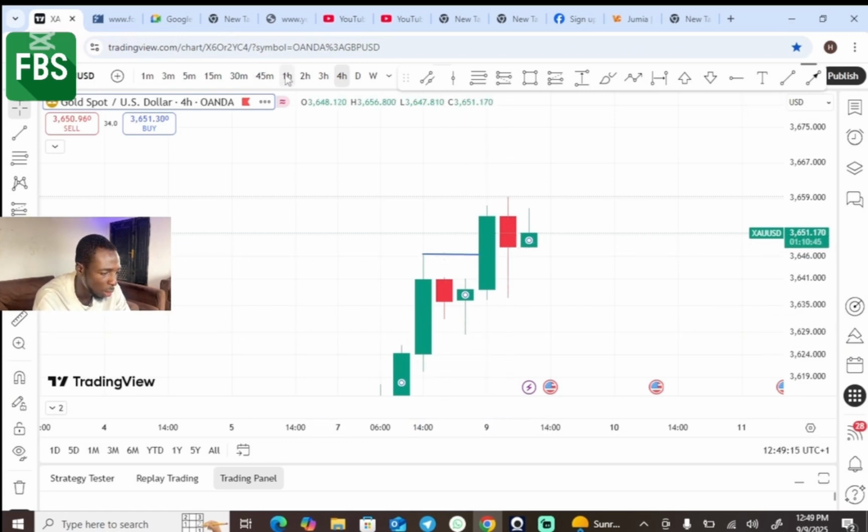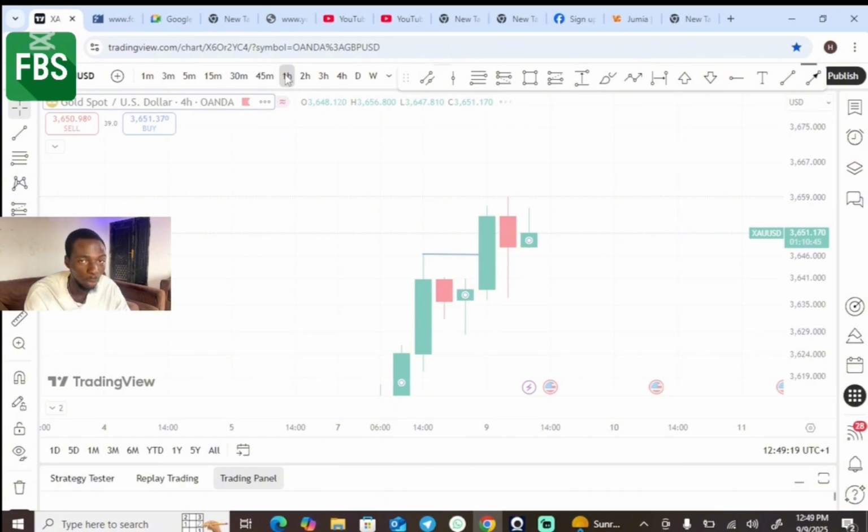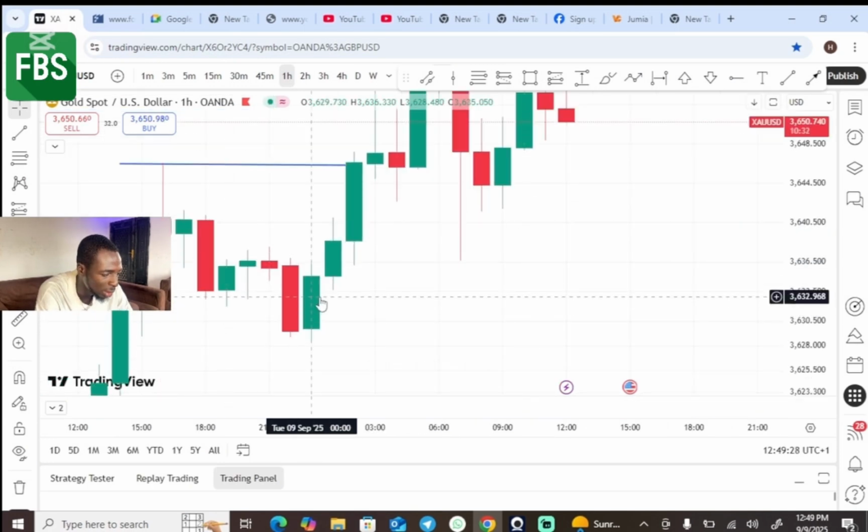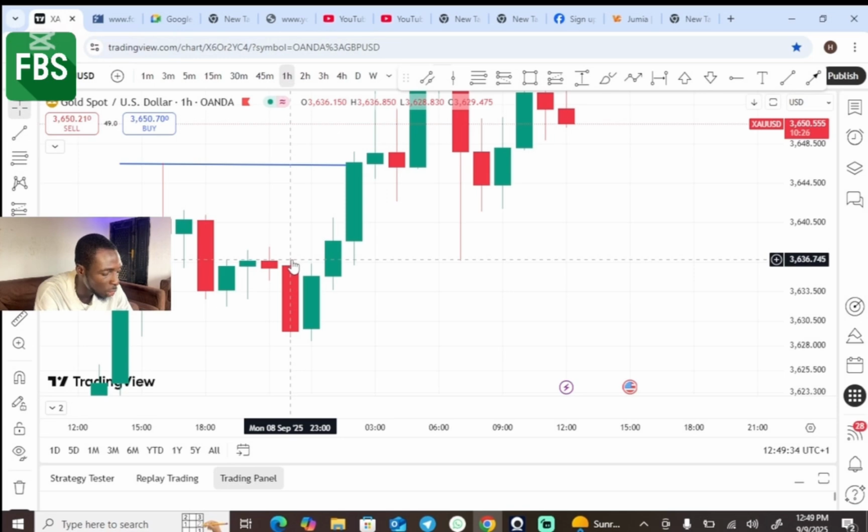So let's go to our 1-hour. Why I use the 4-hour chart is that I just look for my break of structure on the 4-hour chart. Then I go to the 1-hour chart to look for my order block. Now, where is my order block? My order block is somewhere around here. So this is our order block. This order block looks like it has been tested on the 1-hour chart.